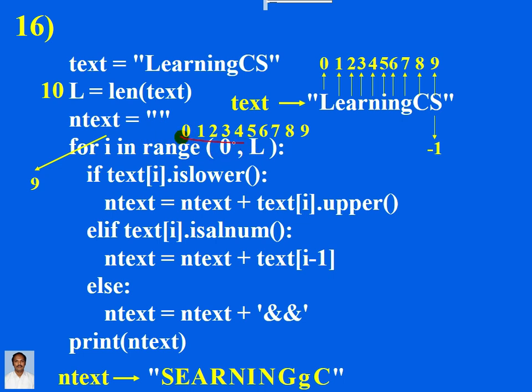Now there are no more integers in the range. You will exit from this for loop and print N text. This string will be displayed on the computer's monitor. So when you run this program, this is the final output.